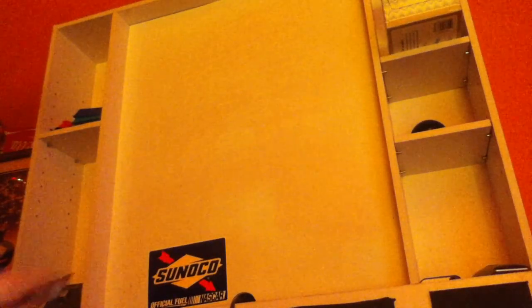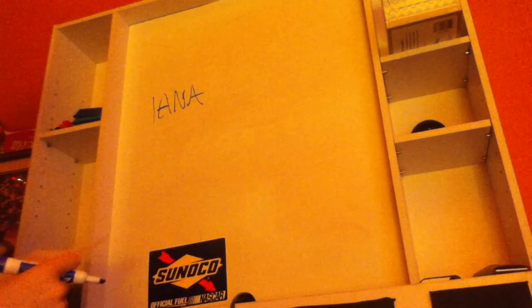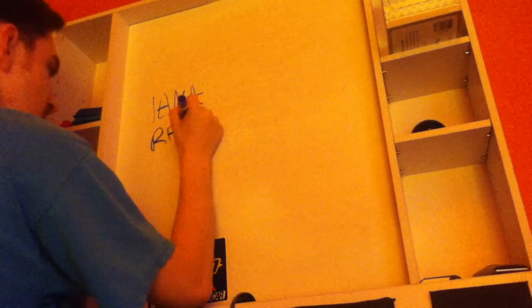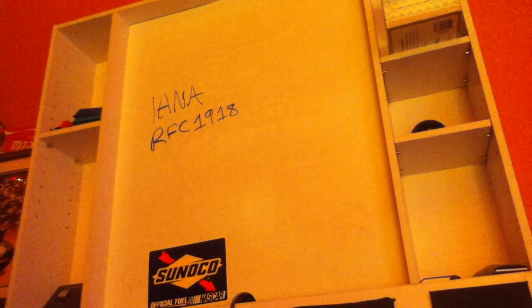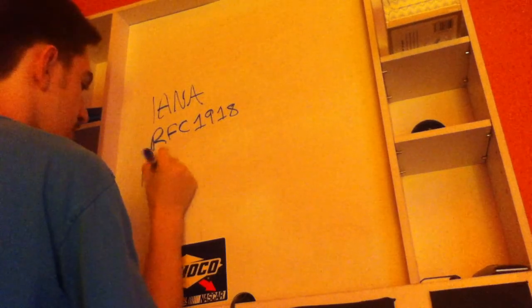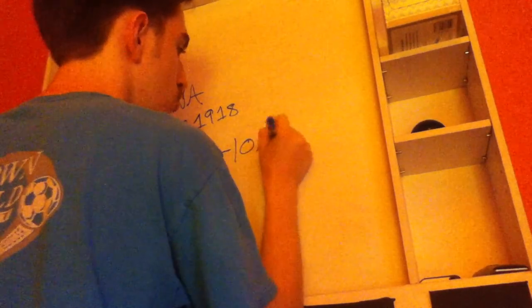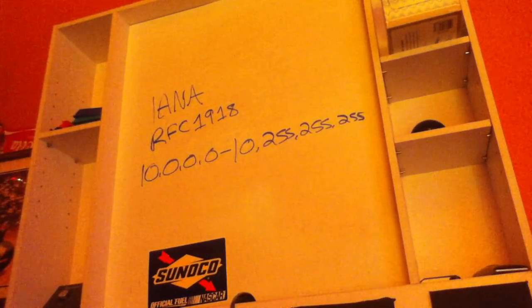Now, let's go deeper. You're probably asking, what are the private ranges? Well, IANA, which stands for Internet Assigned Numbers Authority, came up with RFC 1918. I had to research the name of this. Now, here's a private block: 10.0.0.0 to 10.255.255.255. That is a private range.